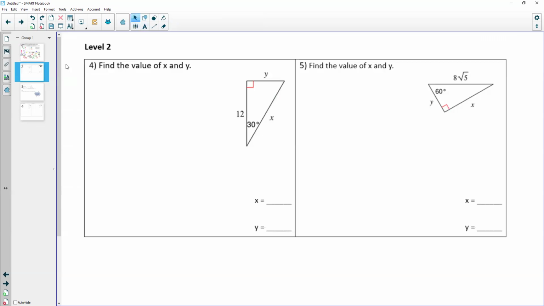So if we look at these problems in the level 2 section, let's go through this a little bit faster, at least the setup. If we're looking at our angles, we start by labeling our angles. If that's 90, that's 30, this must be 60 degrees.